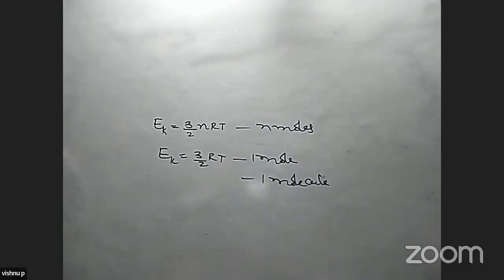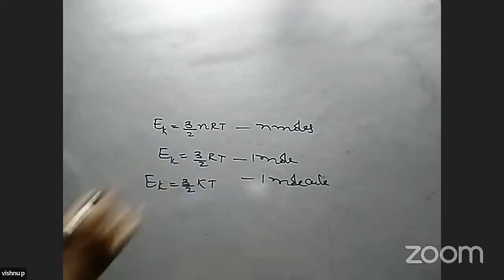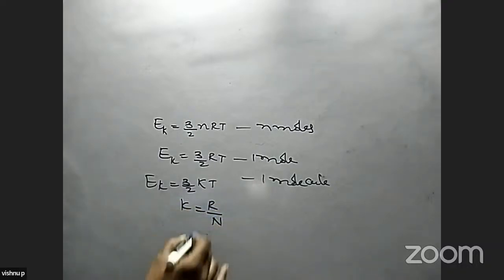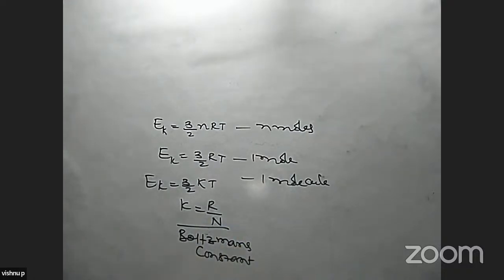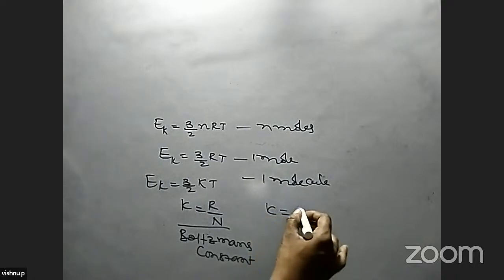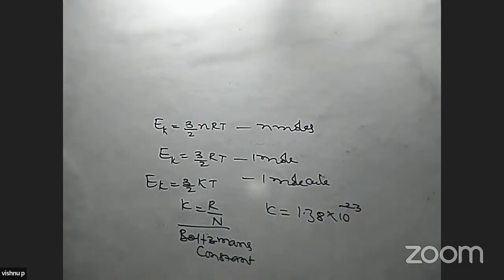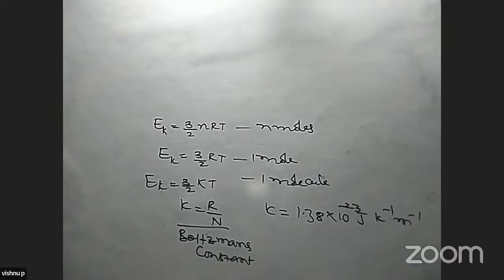We use this for 1 gaseous molecule. What is the kinetic energy? Kinetic energy is equal to 3 by 2 kT. What is k here? k is equal to R by N. k is called Boltzmann's constant. And what is the k value? k is equal to 1.38 into 10 to the power of minus 23 joules per Kelvin per molecule. That is the Boltzmann constant value.